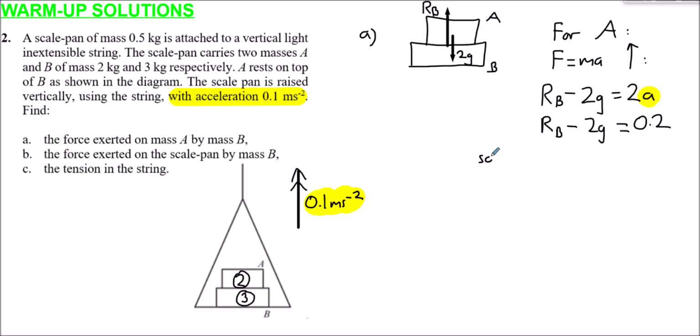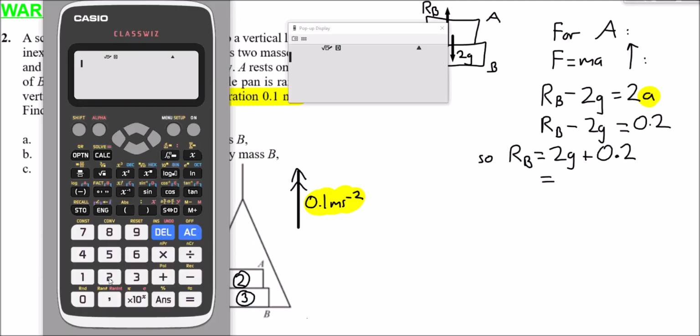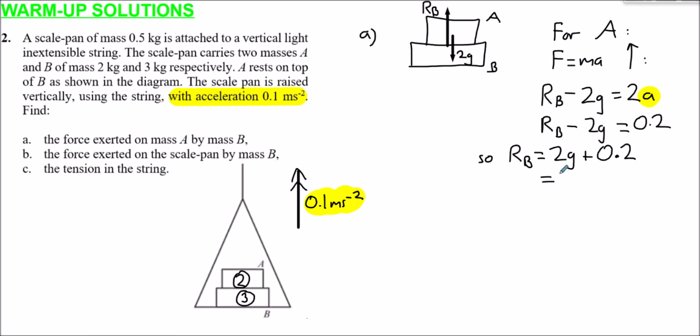So therefore, the reaction at B will be 2g plus 0.2, which we can work out fairly simply using the calculator. So 2 times 9.8 plus 0.2, that gives us 99 over 5, which as a decimal is 19.8 newtons.